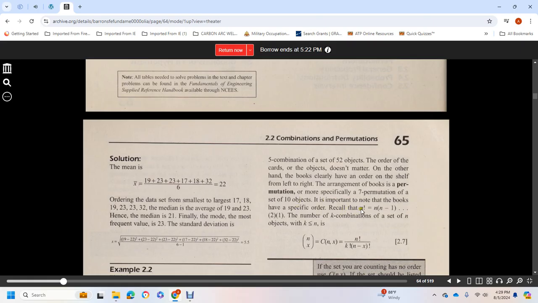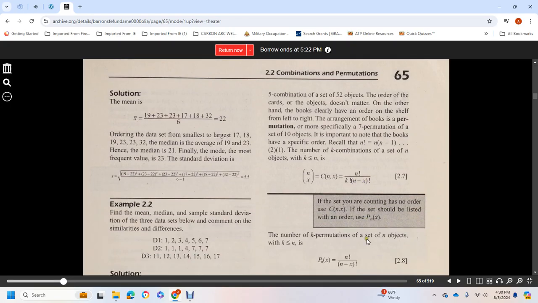Note that the books have a specific order. Recall that n factorial is equal to n times (n minus 1) times ... times 2 times 1. The number of combinations of x objects from a set of n objects, C(n, x), is equal to n factorial over x factorial times (n minus x) factorial.